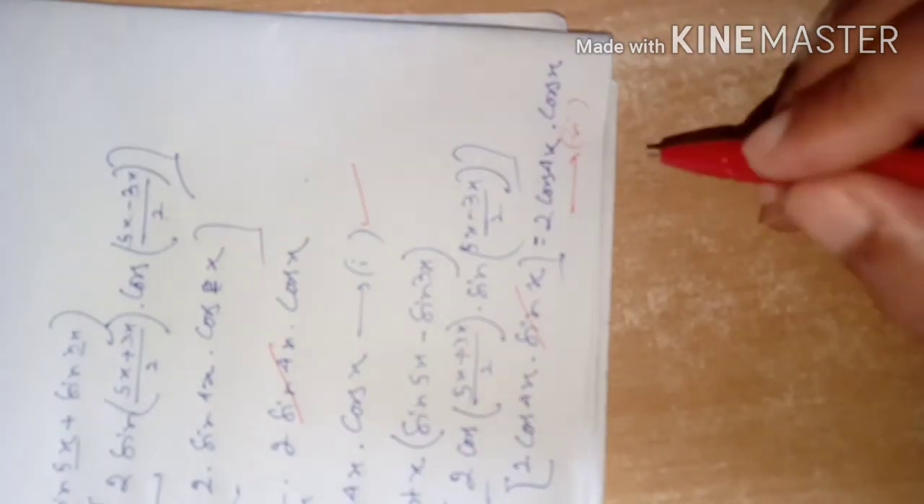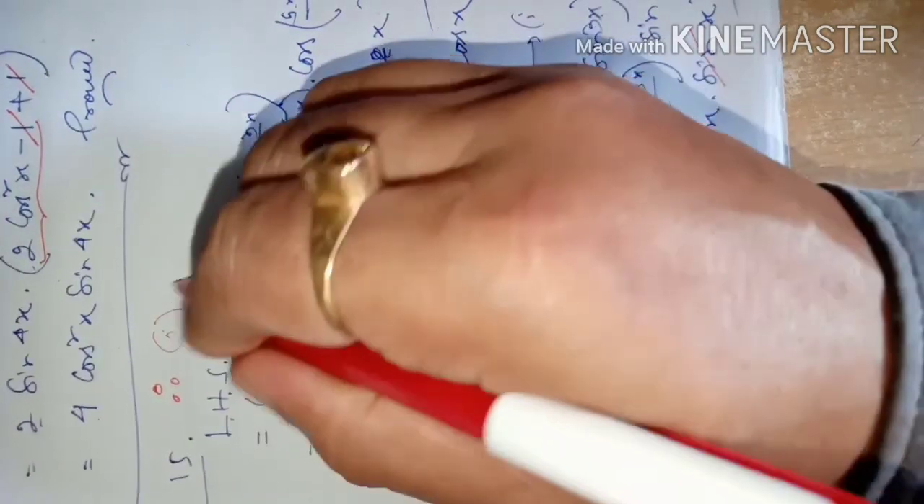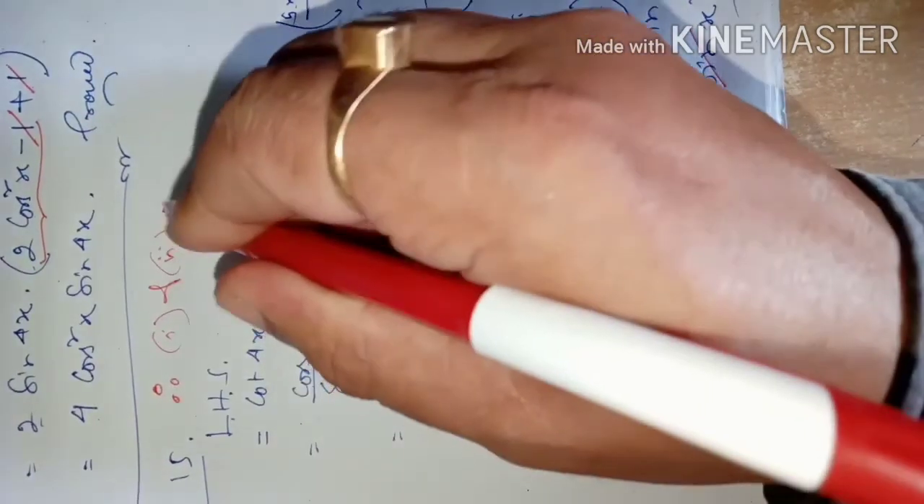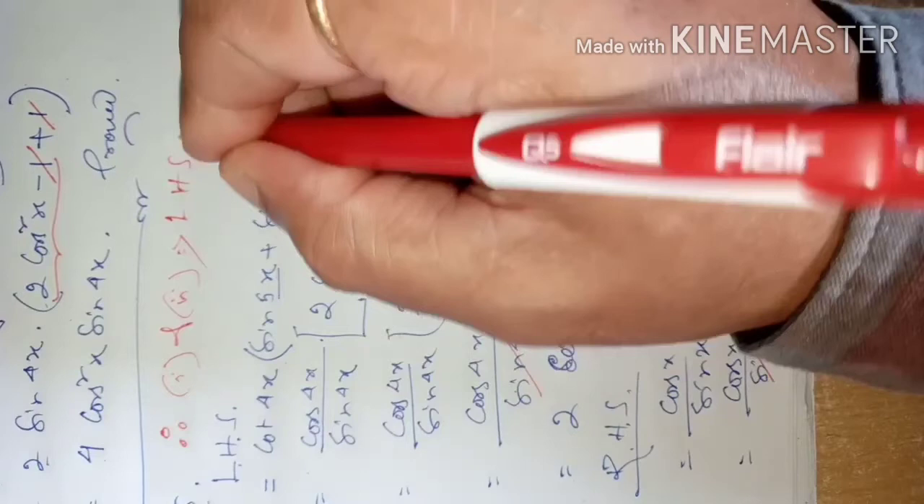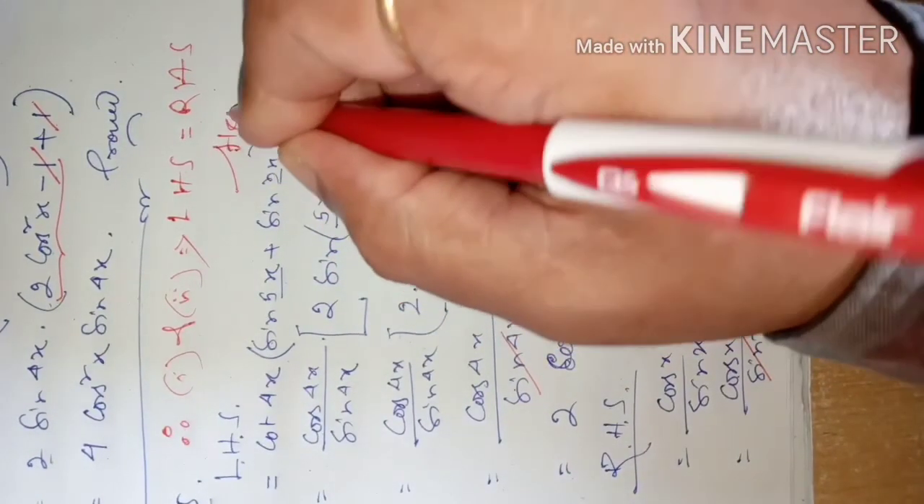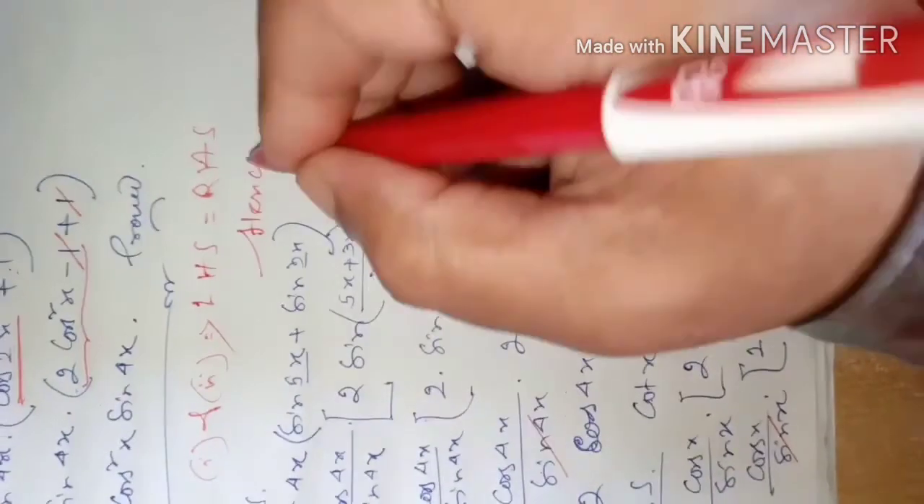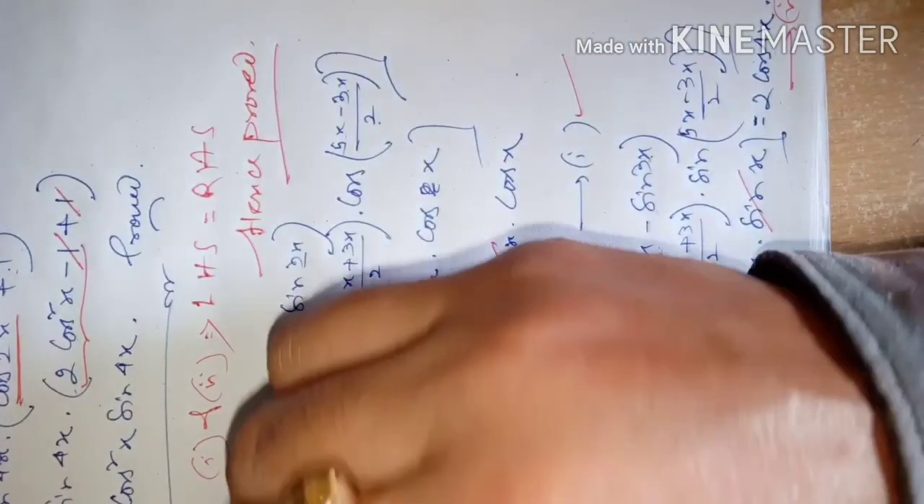So from 1 and 2, what you can say? Left hand side is equal to right hand side. You don't forget to write like this. Therefore, 1 and 2 give us that, implies that left hand side is equal to right hand side. Hence proved. This is the last line. Okay dear students, you try to understand.